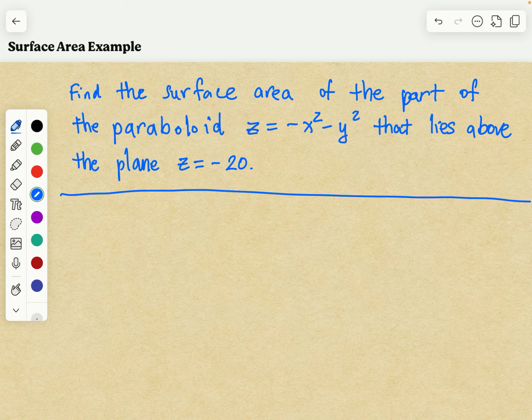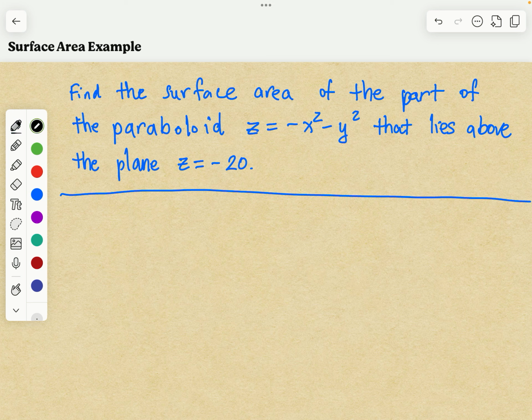In this video, we're going to do an example of calculating the surface area of part of a surface using the formula for the surface area. The question says, find the surface area of the part of the paraboloid z equals negative x squared minus y squared that lies above the plane z equals negative 20.